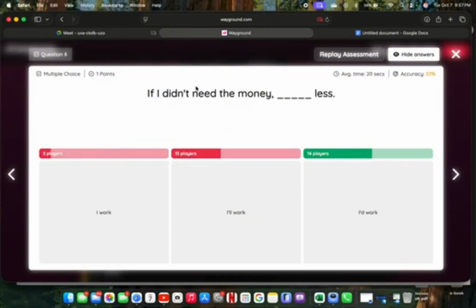If I didn't need the money, I would work less. Okay, kena guna I would work less. Actually, this one is a short form for I would. If you guys are wondering what I'd stands for, it stands for I would. If I didn't need the money, remember did not is happening in the past, so that's why you have to use I would work less.